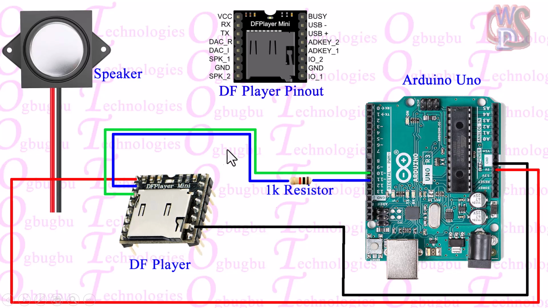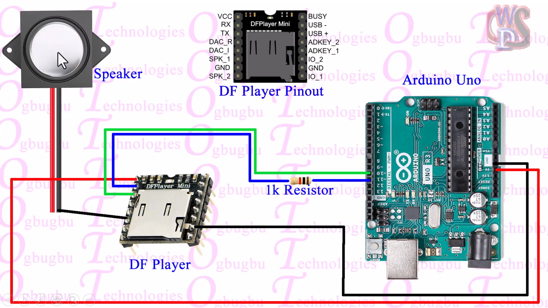Now the next one is to connect the TX. This is the TX pin, and it's connected to D10 of the Arduino. So after D10 is connected, what we need to connect next is the speaker.